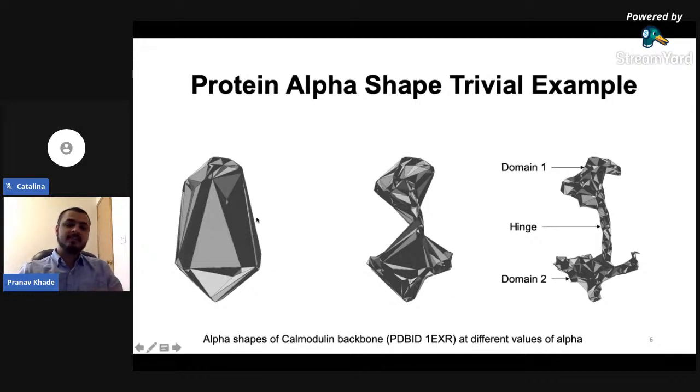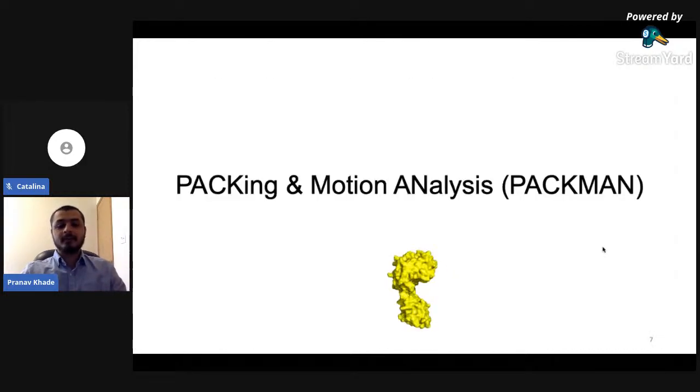And we apply exactly the same principle to the protein. So we start with some alpha value, which is like this, and then we tune the alpha value in order to get an alpha value which can separate domain 1 from domain 2 and the region which connects the two domains, which is a hinge. Now, this is a very trivial case, and hinges are not very obvious all the time, especially if the protein is in the closed conformation. So for that, we have built this package called Packing and Motion Analysis, or PACMAN, and I will show you how it works.